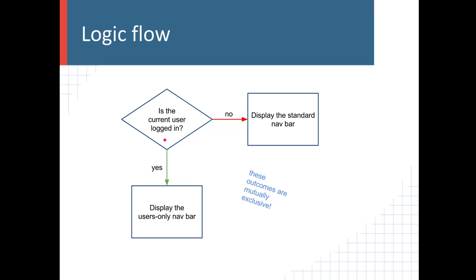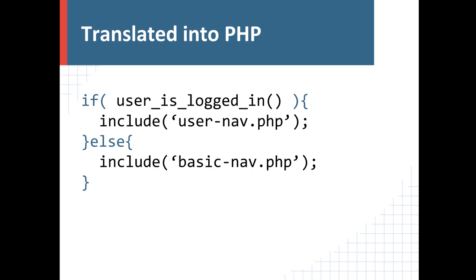Here we see if the user is logged in. If they are, show them the proper navbar. If they are not, show them the standard navbar. So how can we see this in PHP? Let us pretend for a moment that we have pre-written a function called userIsLoggedIn, and that function returns a value of true or false. We can then use that function to determine whether or not the user is logged in. If the user is logged in evaluates as true, then we're going to use an include to show the user navbar. Else, we're going to use an include to show the basic navbar.